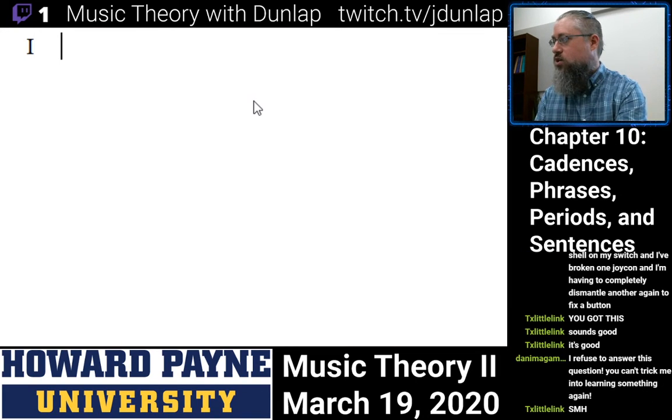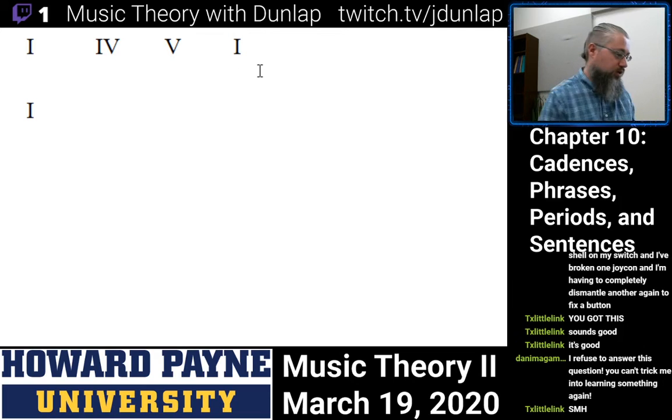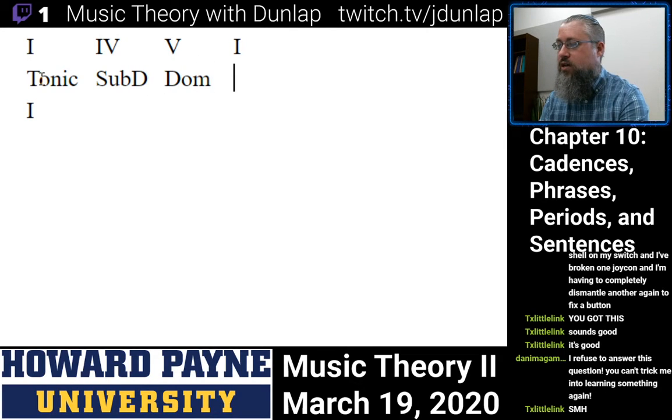So we've got Schenker's favorite chords, 1, 4, and 5. Our goal is to arrive at 1. So a typical chord progression goes like this: 1, 4, 5, 1. And all music is built off of that. Key relationships are all around the idea of tonic, subdominant, dominant, and tonic again.